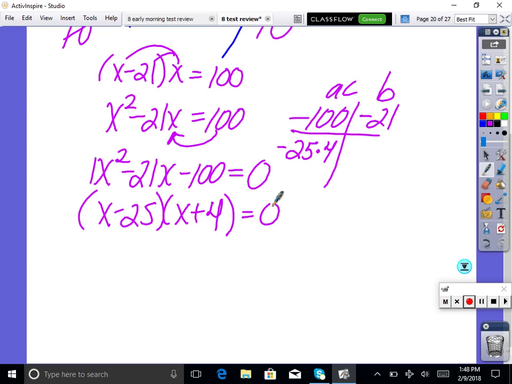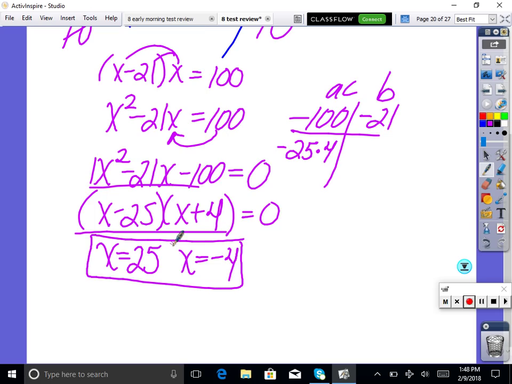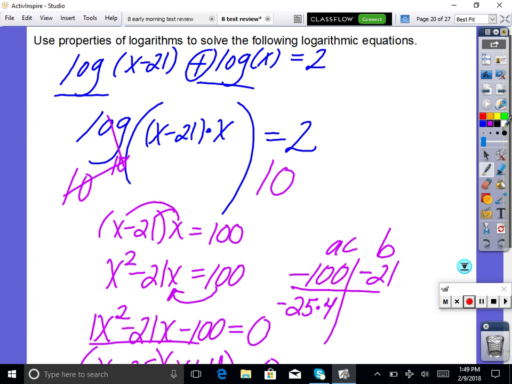Don't be the person that says that that's your solutions. Guys, factoring is just putting it in a different form to make it easy to solve. Therefore, x equals 25, x equals negative 4. So then we would just check both of those answers. So 25 and negative 4. Let's look here. So we have x equals 25 and x equals negative 4.